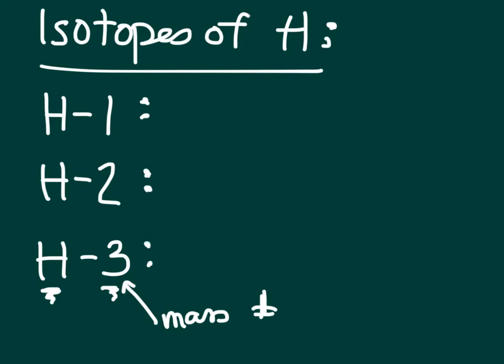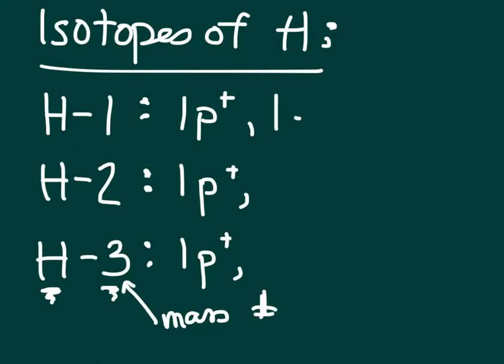We'll start with the number of protons. Hydrogen is element number 1 on the periodic table. How many protons does it have? 1. Fabulous. And that's going to be true for every isotope, right? Because that never changes. How about electrons? Is that ever going to change? Still an atom, so we've got 1 electron.